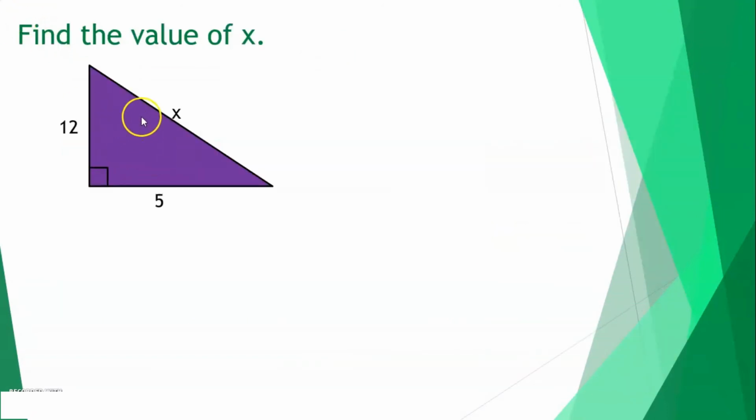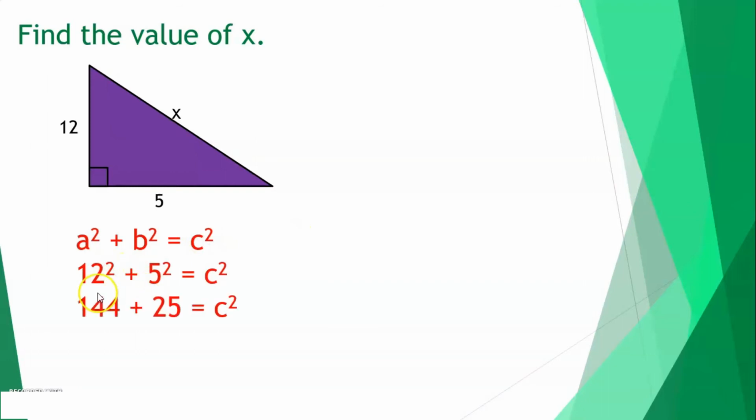Now, find the value of x. Given this, our x here is our hypotenuse because it's opposite the right angle. So that would be a squared plus b squared equals c squared. Substituting, we'll get 144 plus 25. We're getting the square root of both sides. So the value for c here is 13, or the value for x is 13.